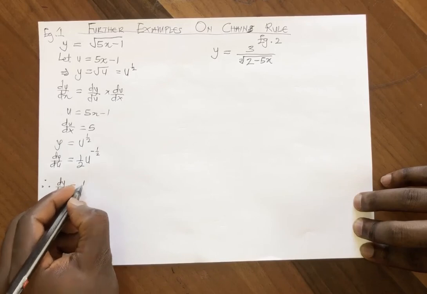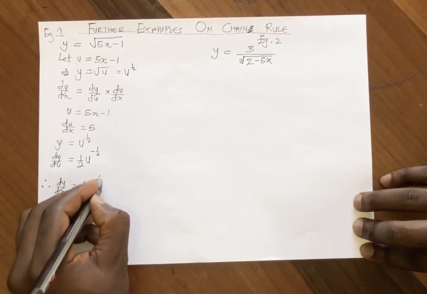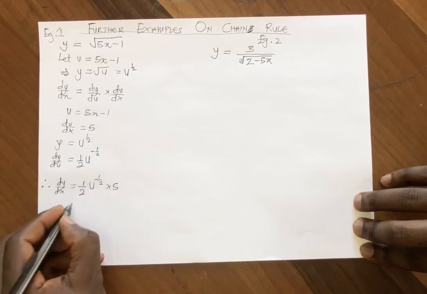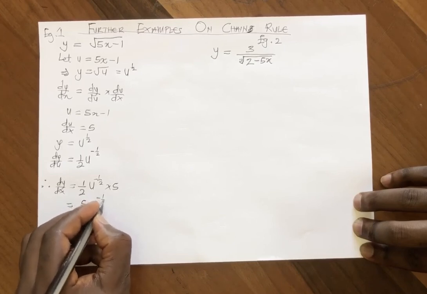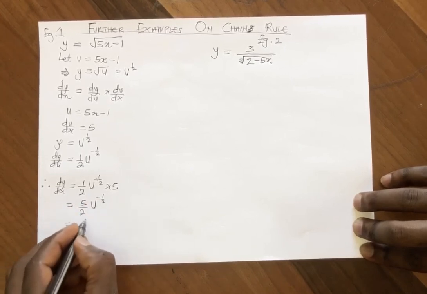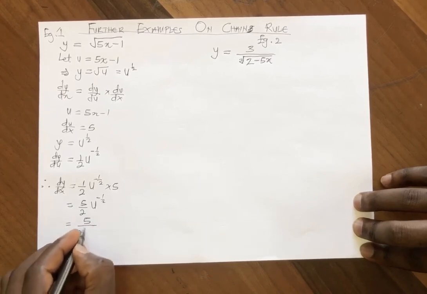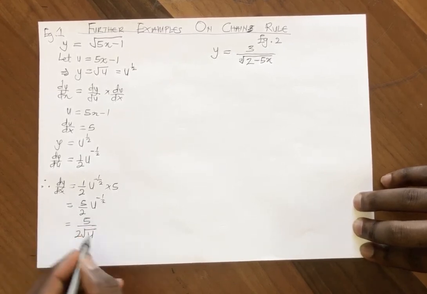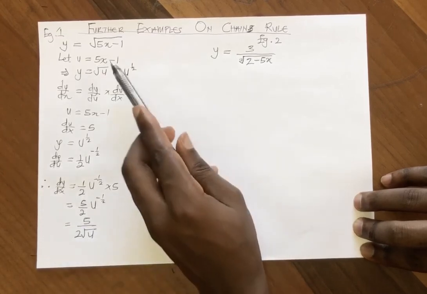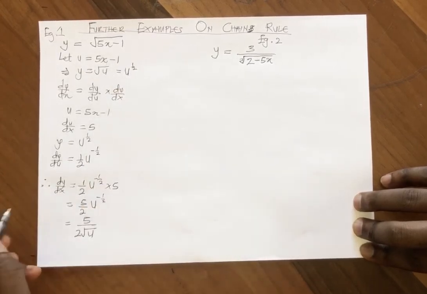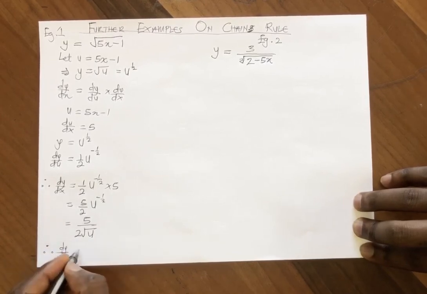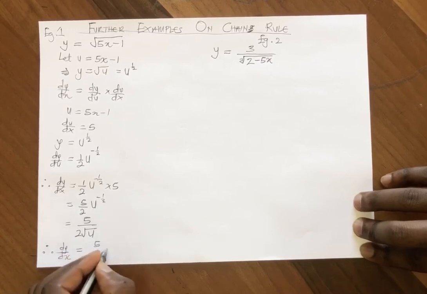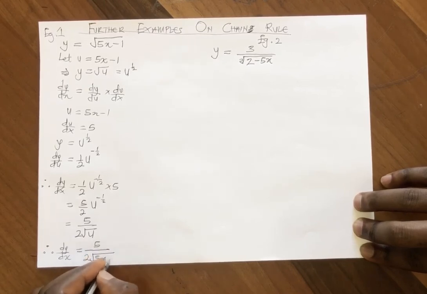So we would have this times that, okay? So this will give us 5 over 2 u raised to the power negative half. Now u raised to the power negative half becomes square root of u, okay? But u is 5x minus 1. So therefore, dy dx is equal to 5 over 2 square root of 5x minus 1.